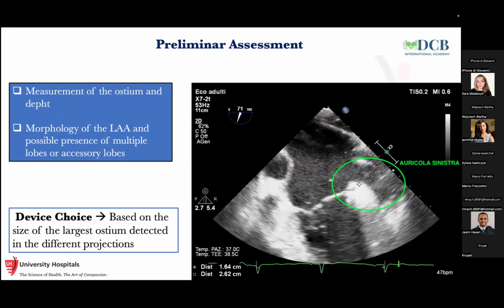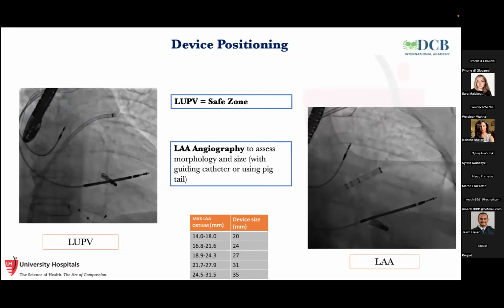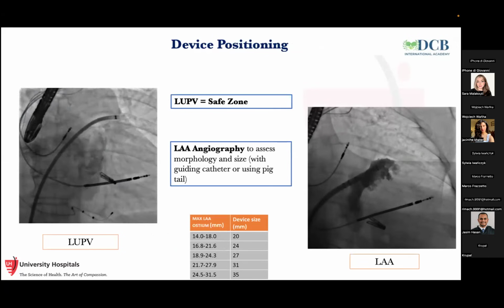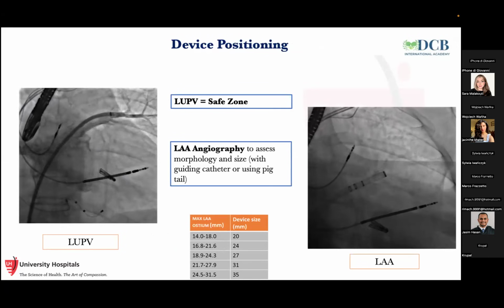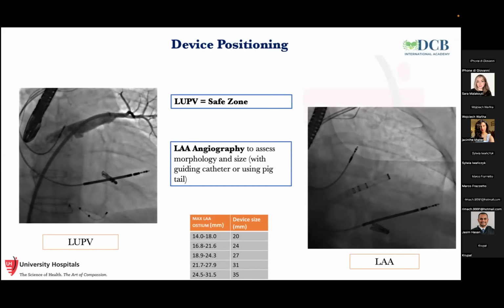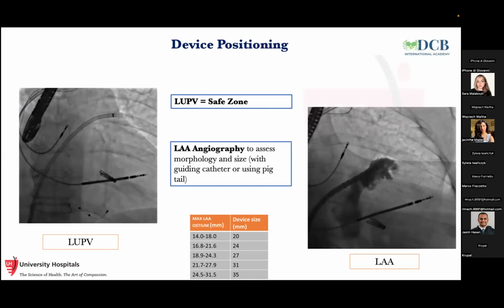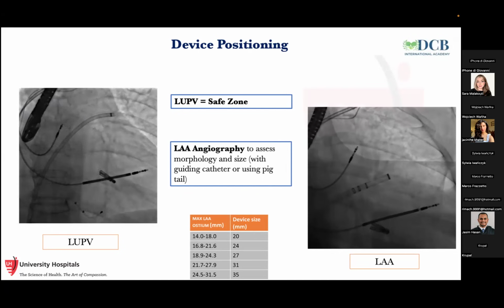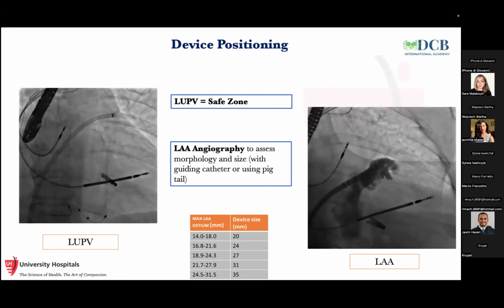We do an evaluation. We measure the ostium and the depth, and after that we cross into the left atrium, and we want to evaluate the presence of multiple lobes of the LAA or accessory lobes. This is very important because there is the risk of a peri-device leak. And we choose our device. How do we choose our device? We choose our device based on the measurement of the ostia in different projections, and we always use the biggest measurement.